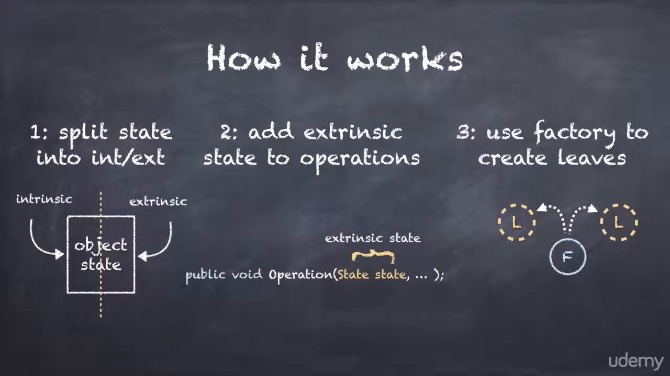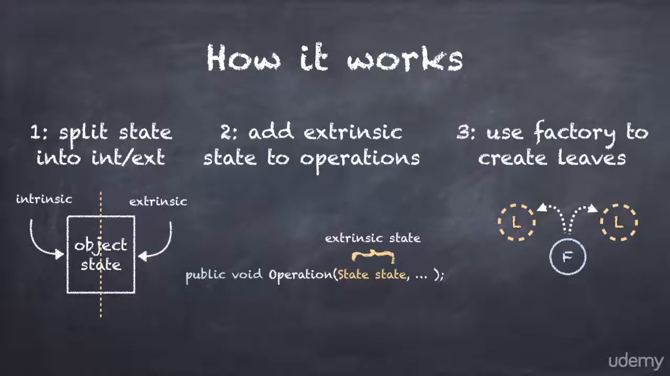The first thing you have to do is examine the internal state of the leaf object and split it into an intrinsic state, which can be shared with others, and an extrinsic state, which cannot be shared. In my tree example, each leaf has a unique name, so I only have extrinsic state, which cannot be shared. The next step is to re-engineer the client code to always supply the extrinsic state.